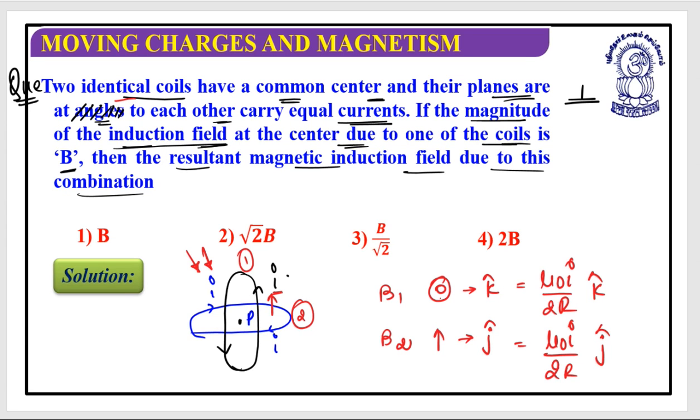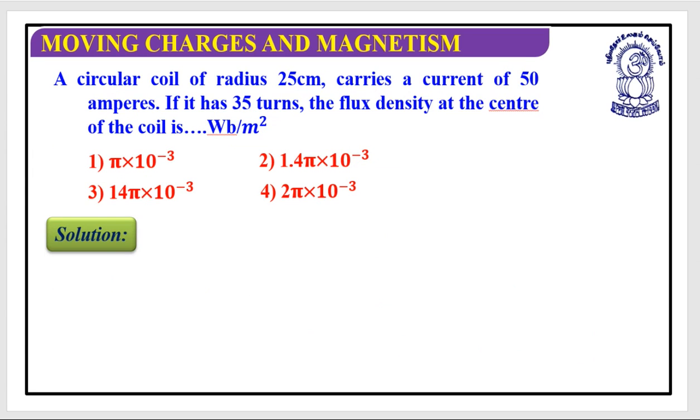Are you ready? Let's have a look. What is it all about? A circular coil of radius 25 centimeter carries a current of 50 amperes. If it has 35 turns, find the flux density at the center of the coil.